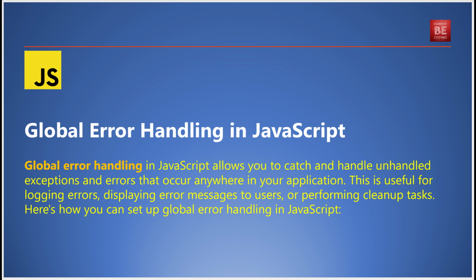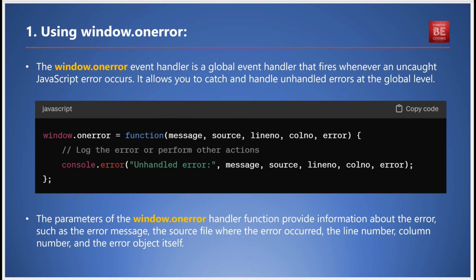Now, how does one go about setting up global error handling in JavaScript? There are two prominent methods, and the first one involves using window.onerror. The window.onerror event handler is an omnipresent guard that springs into action whenever an uncaught JavaScript error occurs. It's like a safety net for unhandled errors at the global level.